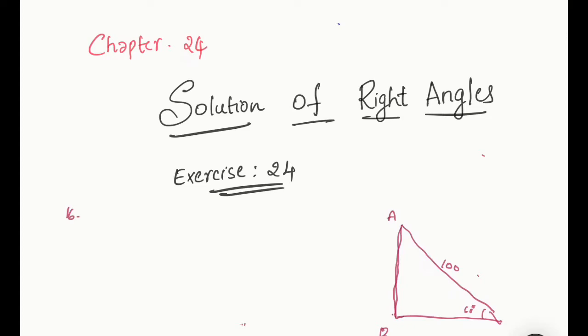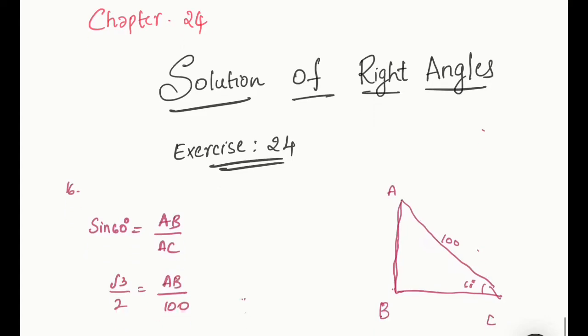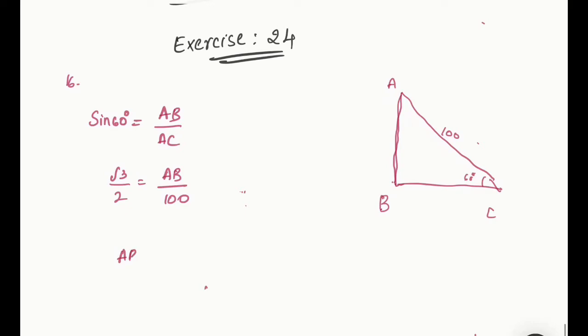So which angle can I use? I need to find AB. So 60 is there and my hypotenuse is given to me. So I can use sine 60 equal to AB by AC, correct? So that is root 3 by 2 equal to AB by AC, which is 100. So AB is equal to 100 into root 3 by 2.